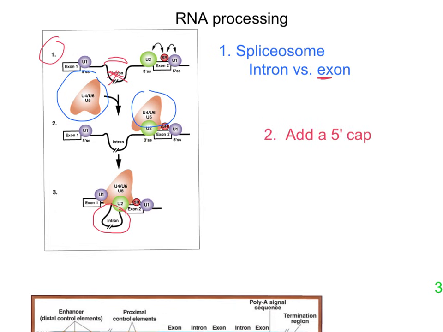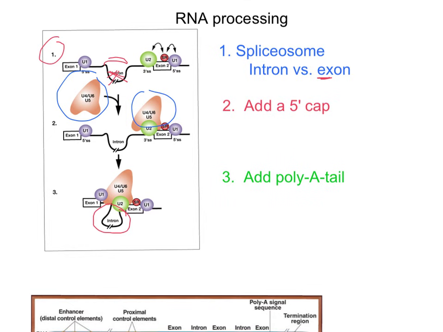Something else that needs to happen here, in addition to the removal of the introns, is we will add what's called a 5' cap, as well as what's called a poly-A tail to the messenger RNA. Now the 5' cap is going to help prevent degradation. It's going to help prevent the messenger RNA from being broken down when it goes out into the cytoplasm. And that will also help the ribosome and the messenger RNA recognize one another. Okay, so that's going to be our 5' cap there. It is going to help the messenger RNA and the ribosome recognize one another.